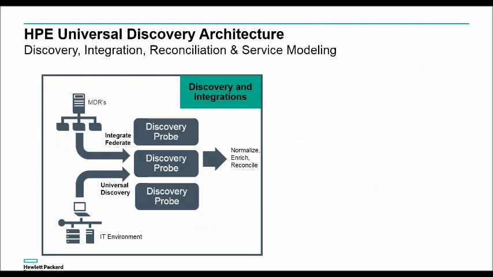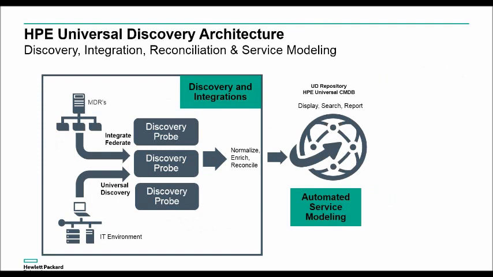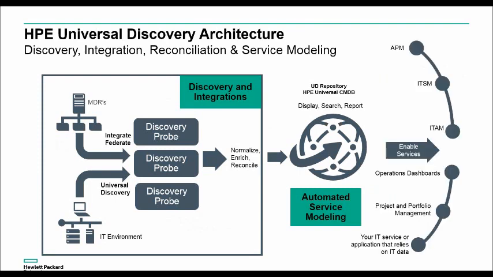It's important to note that we call our discovery tool Universal Discovery because it's specifically designed to find as many types of configuration items out there as possible, not simply ones from HPE. Once these CIs are discovered, standardized, and entered into the CMDB, automated service modeling is used to create service models of the vast frameworks of CIs. This is a process that was once manual and could take weeks to complete and can now be done in a number of hours.